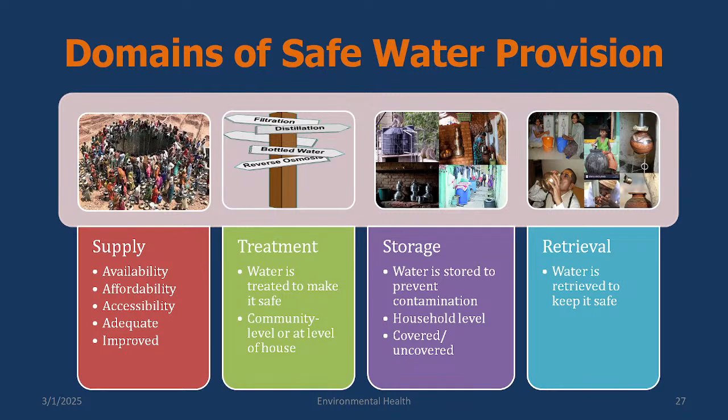And then treatment is one important part. Treatment has to be done to make it safe, either at community level or household level. So depending on that, we need to list the steps and list the criteria also. After treatment has been done, the water has to be stored. Water is stored to prevent recontamination, and if it is at household level, is it covered or uncovered?